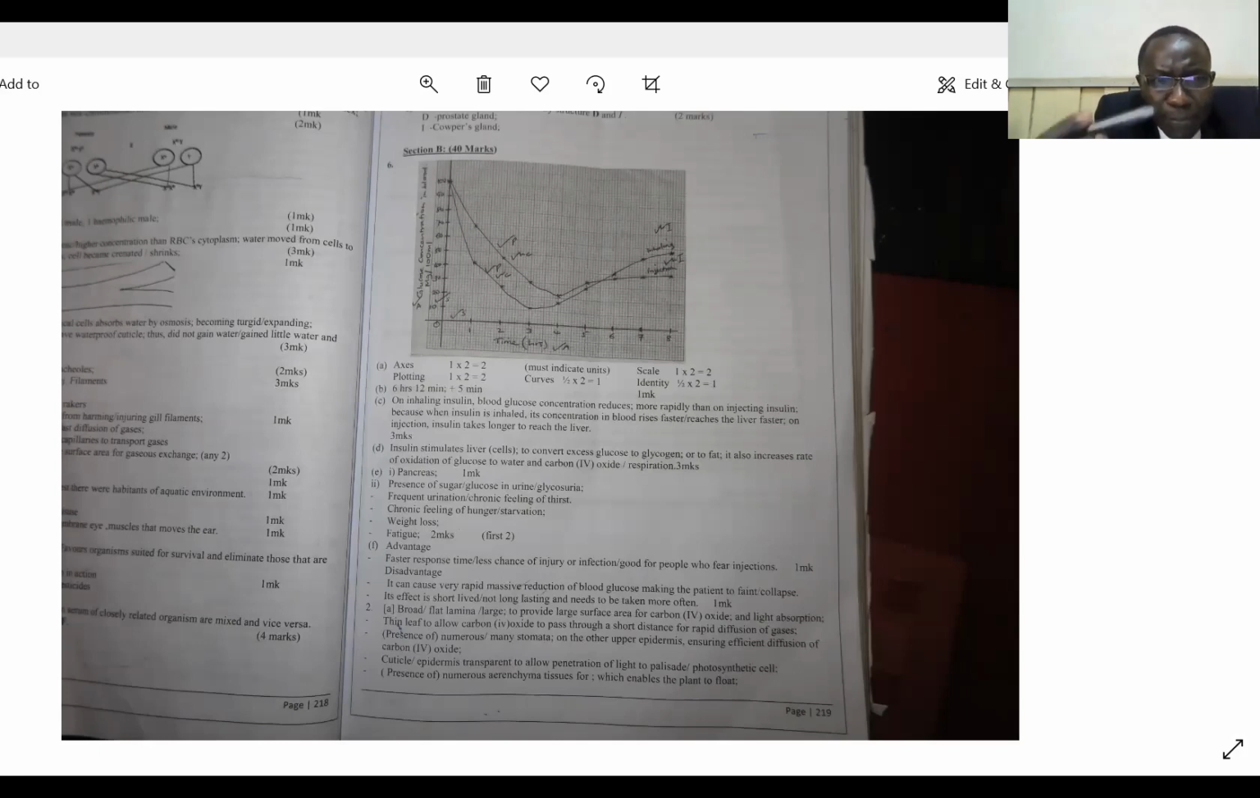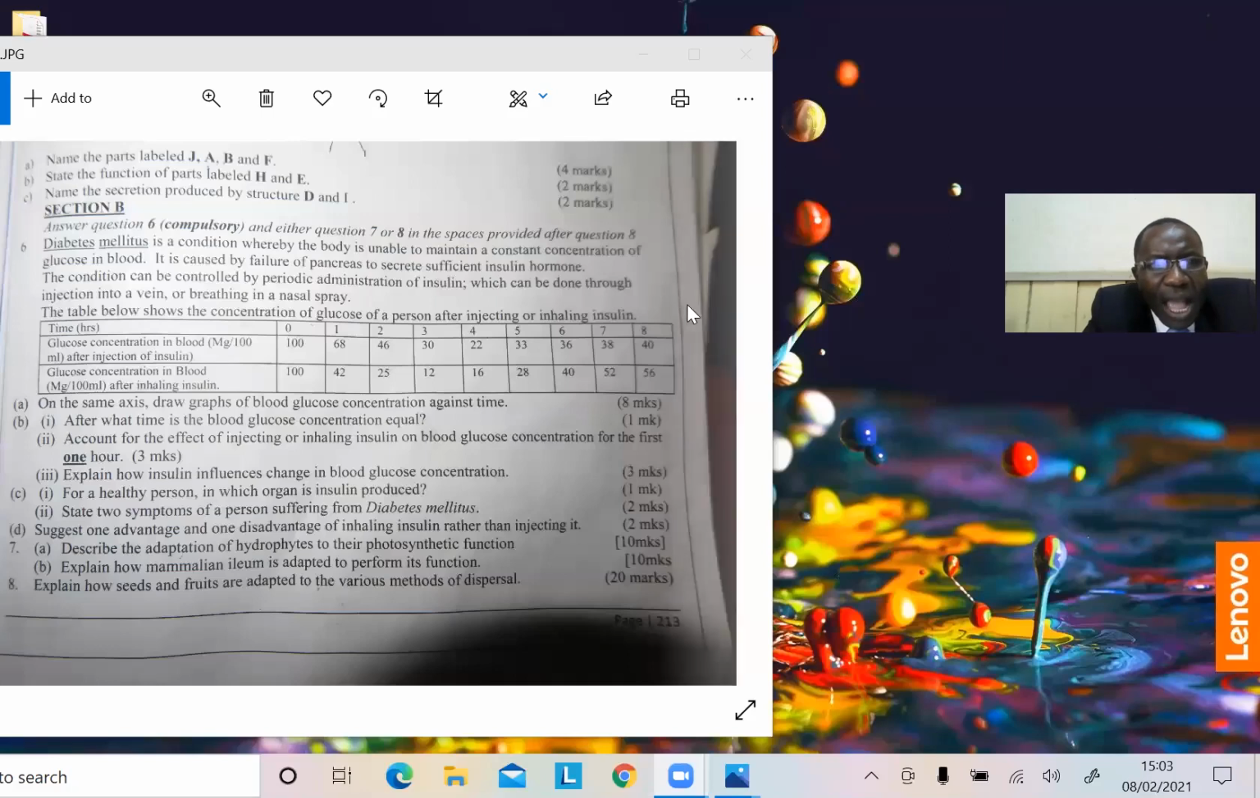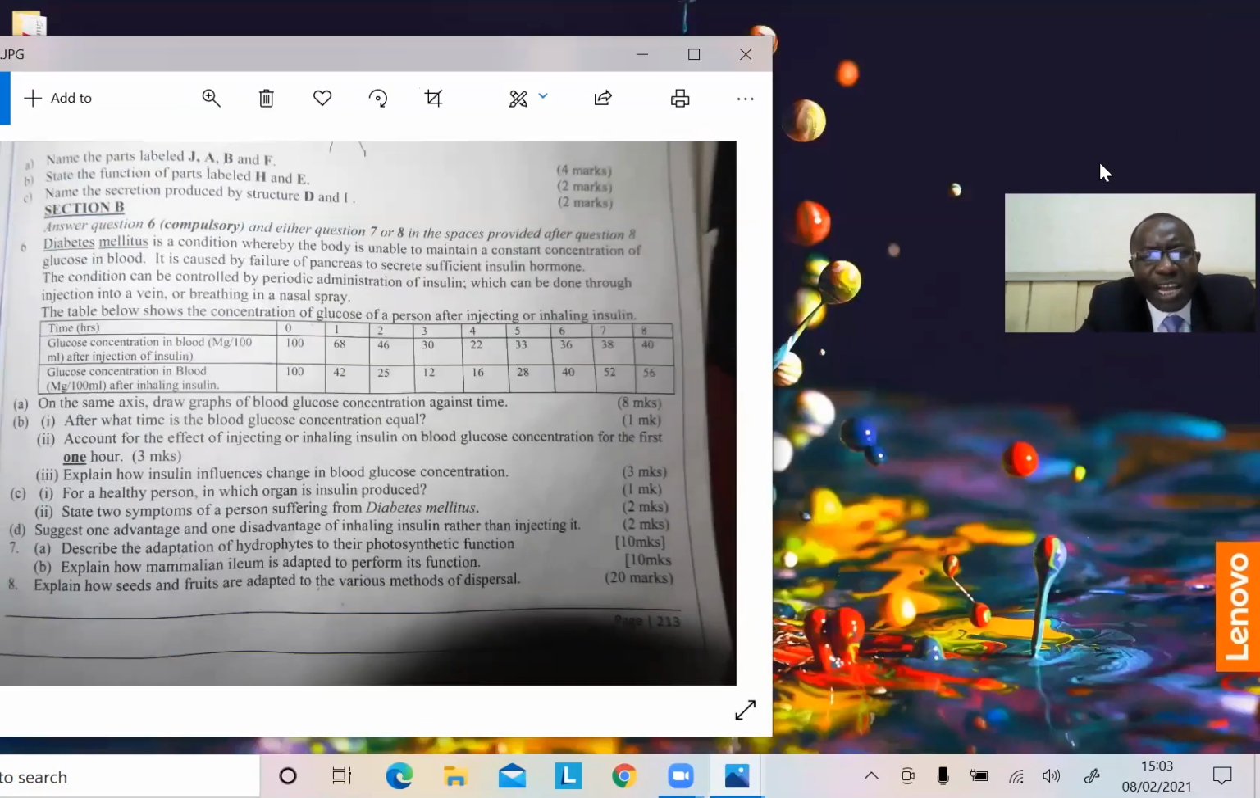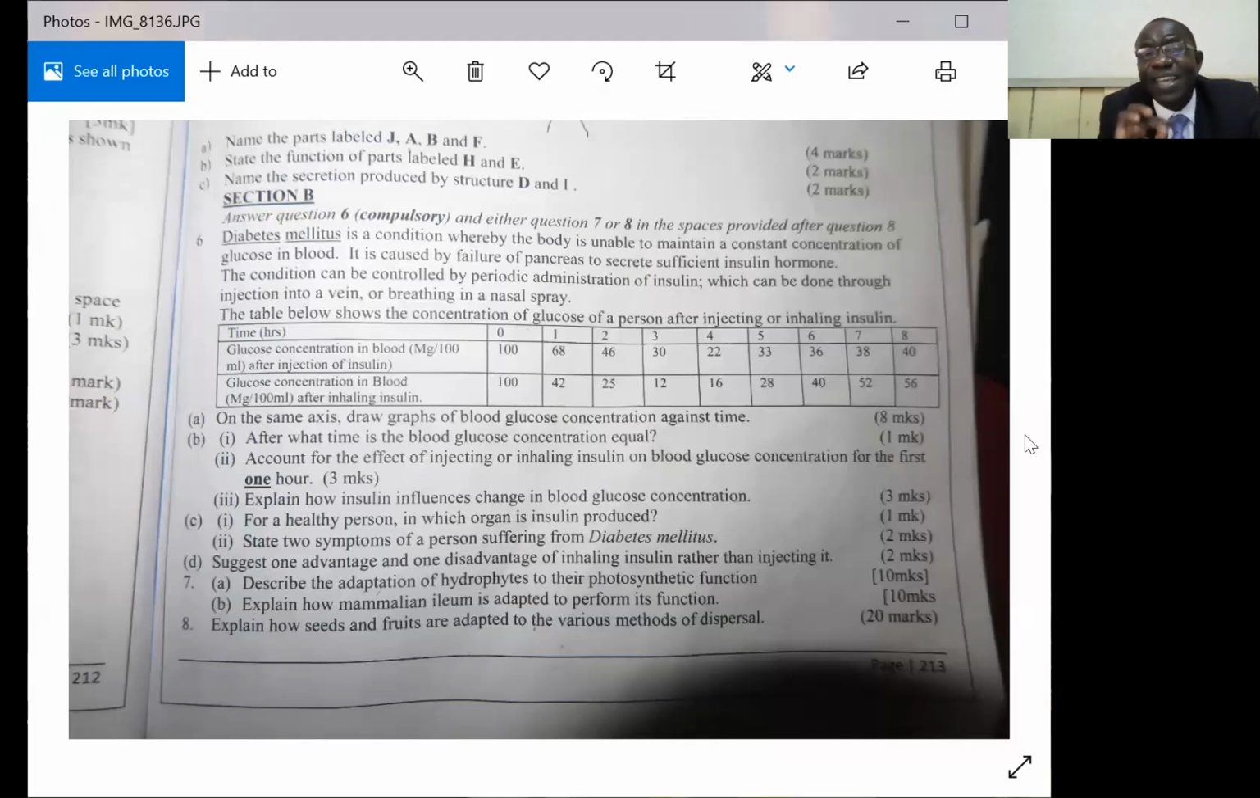Part B, you are asked, after what time is the blood glucose concentration equal? When do we consider something equal? In graph work, something becomes equal when the curves meet, exactly where the curves meet. That is when we consider figures to be equal.